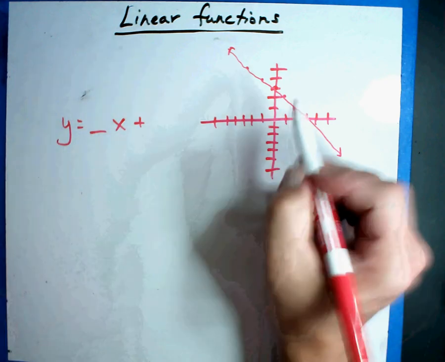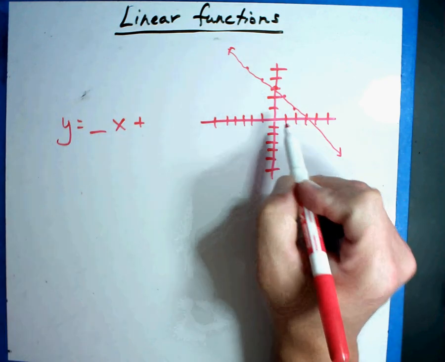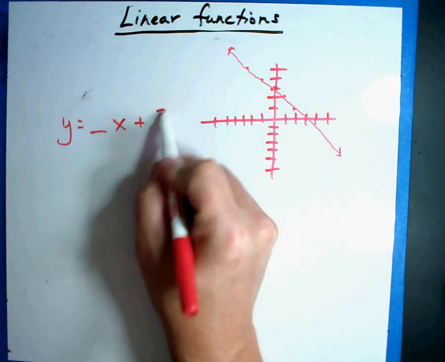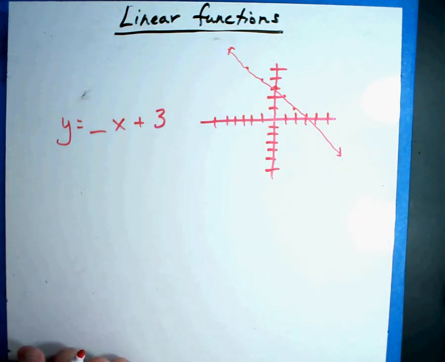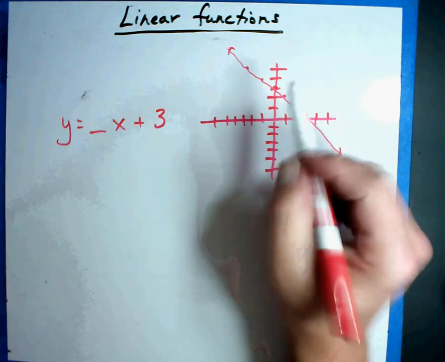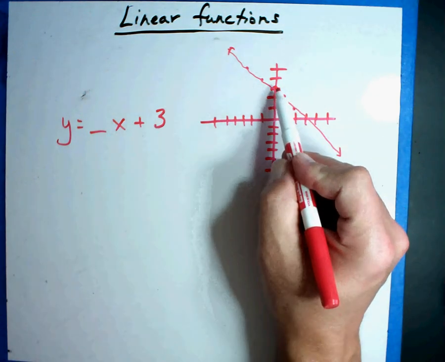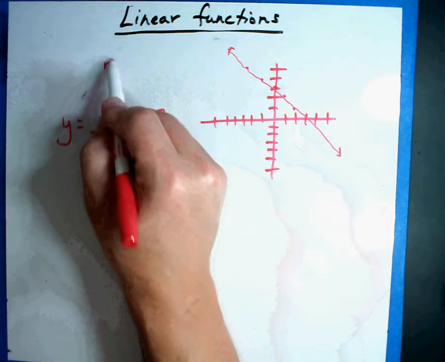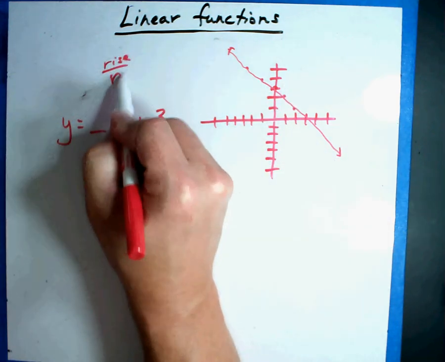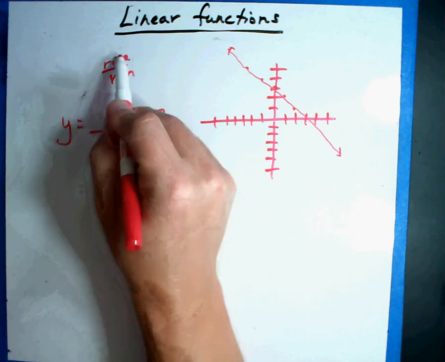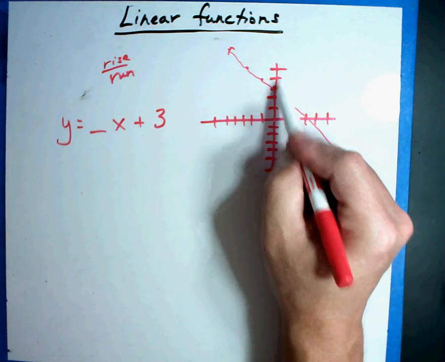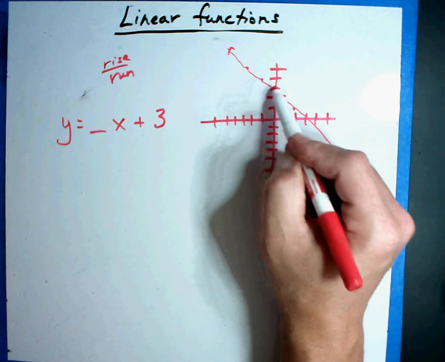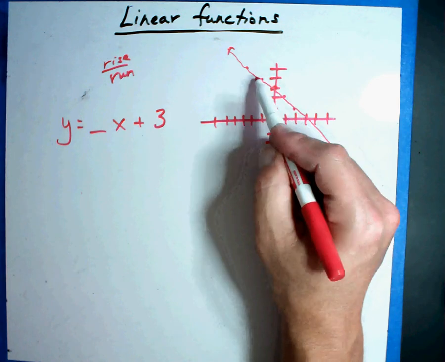Well, I can figure that one out real quick. It runs into the y at 0, 3. So I know that's a 3. Now let's see how it changes. Okay, so I'm going to have the rise over the run. So how much up, how much right? Okay, how much up? And then I didn't go to the right, I went to the left. So I went up 1, left 1.